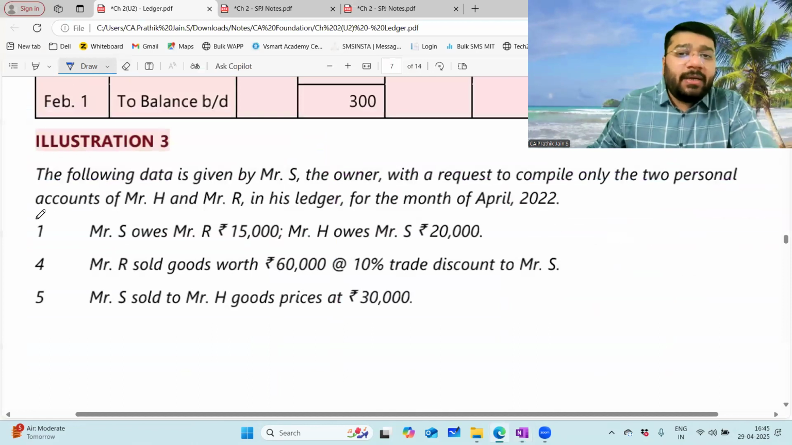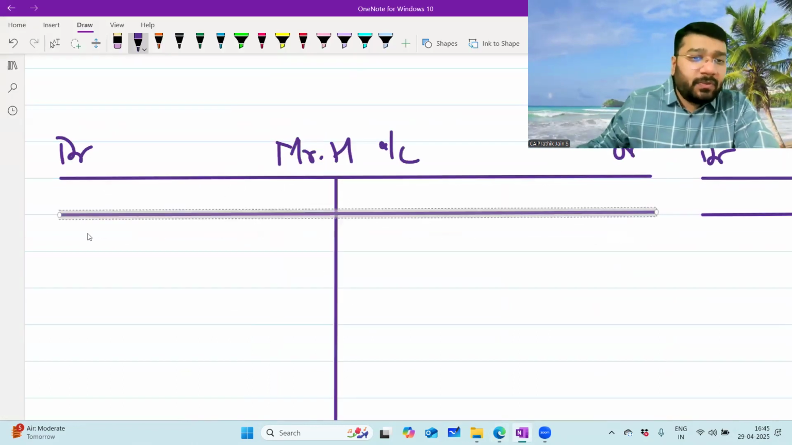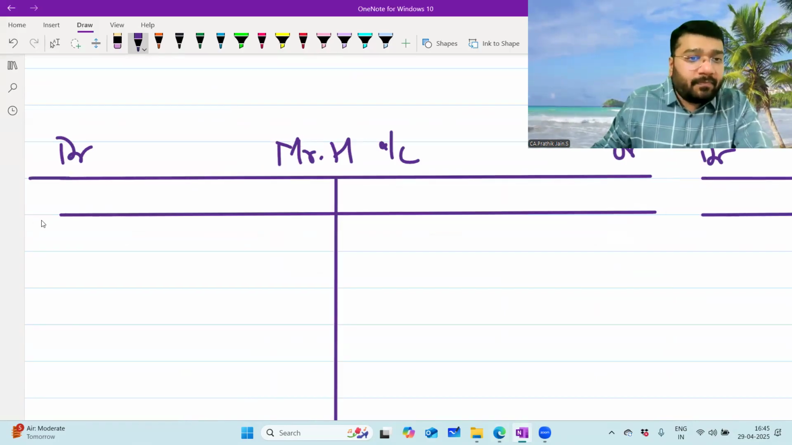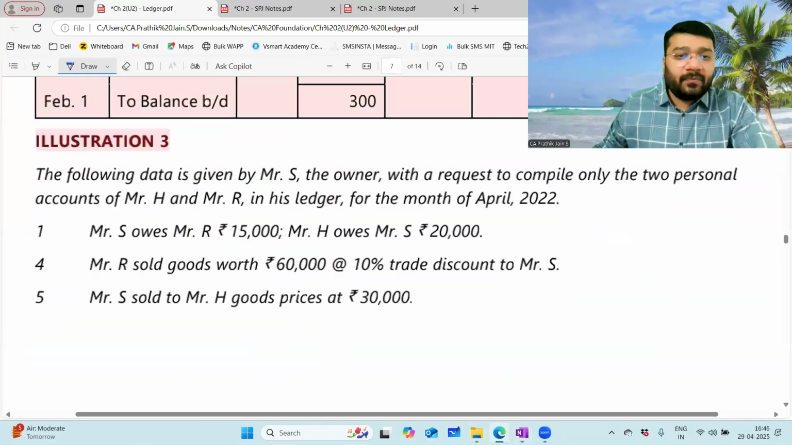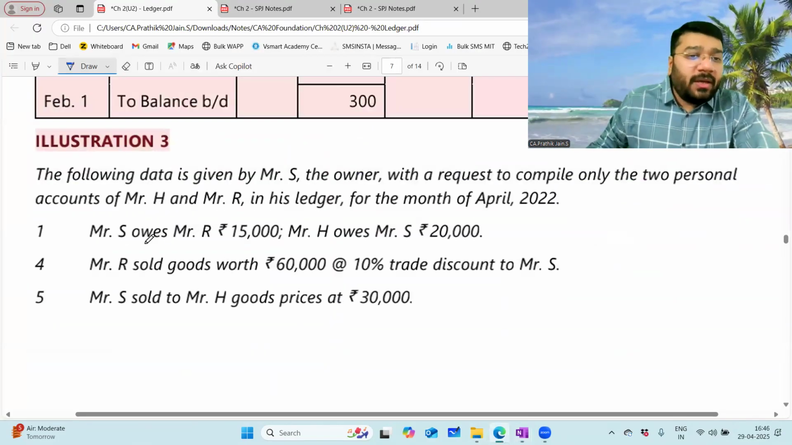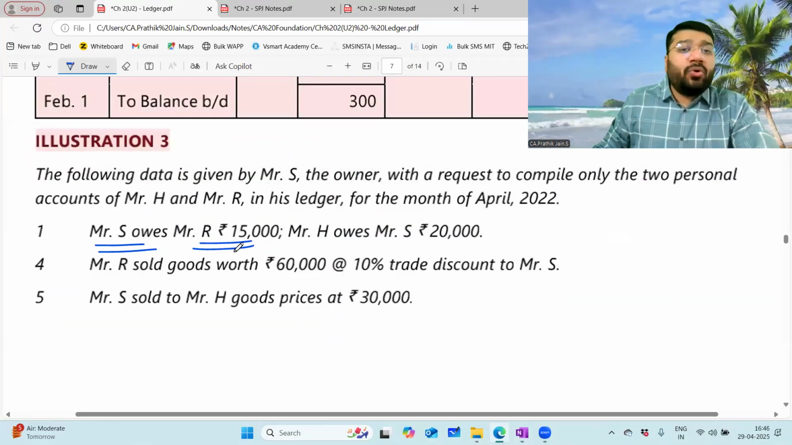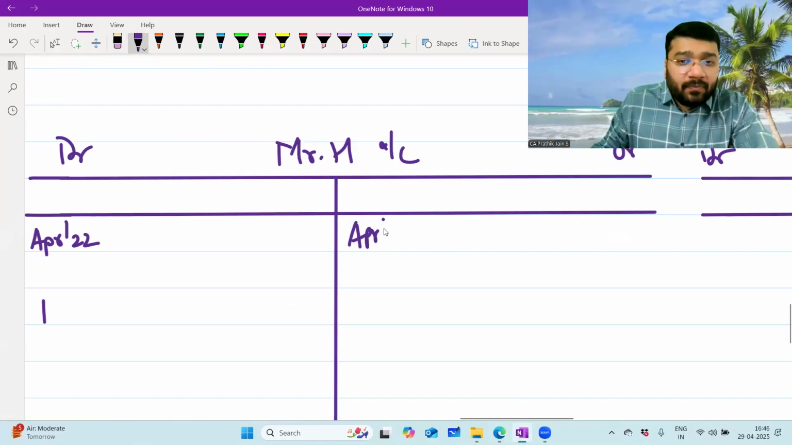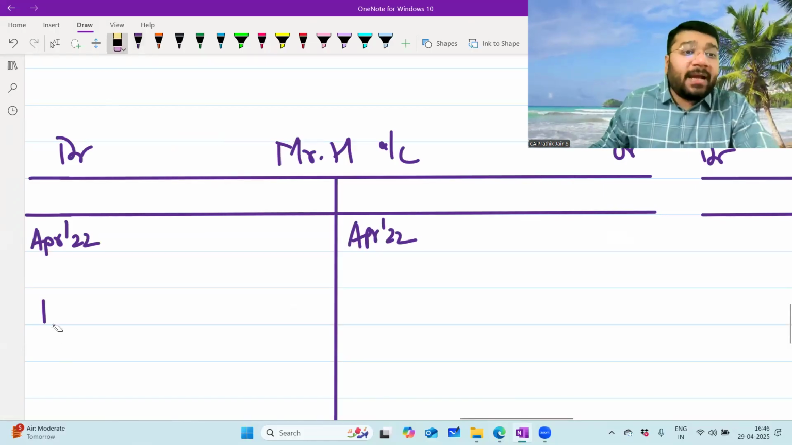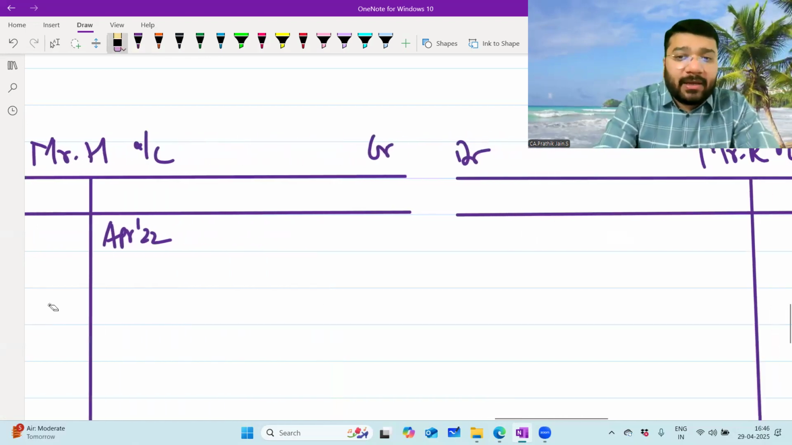It says that on April 22. So now how do you write it? April 22. Under that, first one. S owes Mr. R. So I can't decide whether this will come on debit side or credit side. So I'm just writing the date on both the sides. April 22, I'm writing on both the sides, but I don't know whether this is asset balance or liability balance.